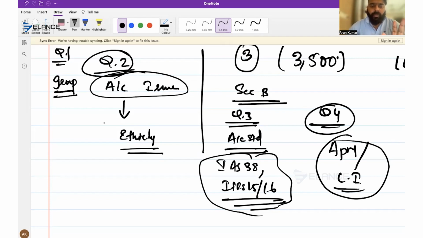Okay, so we'll have a look at question number 2, the ethics type of question, and we'll practice some questions to get the idea of how it will get tested and how to draft the answers. Perfect. So take out your kit.